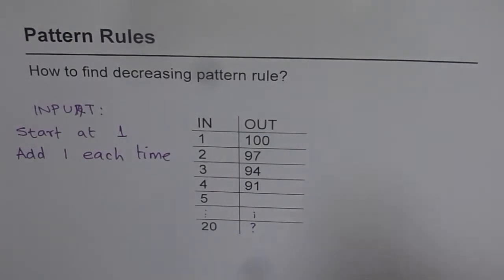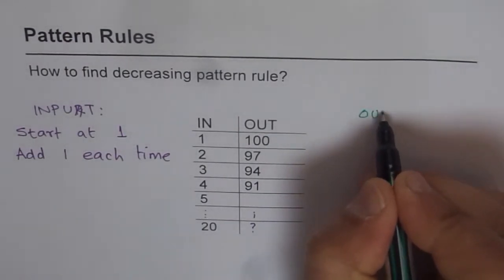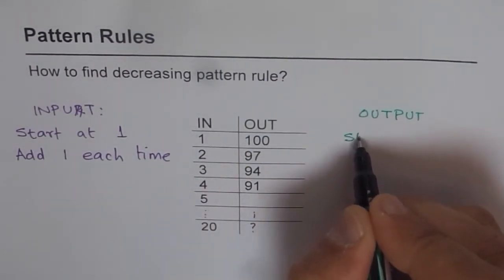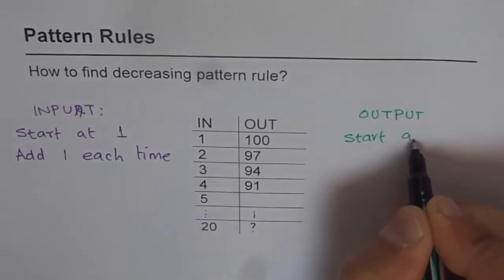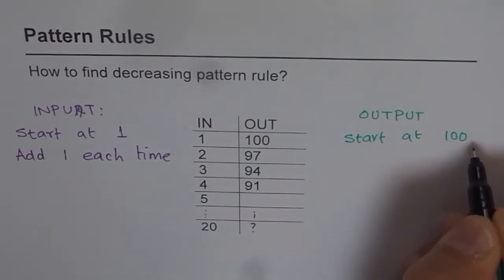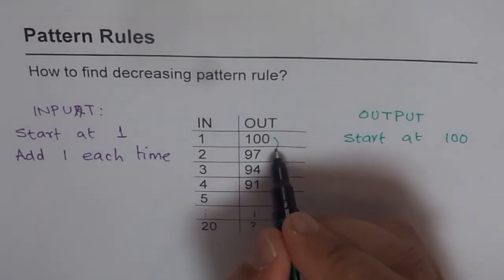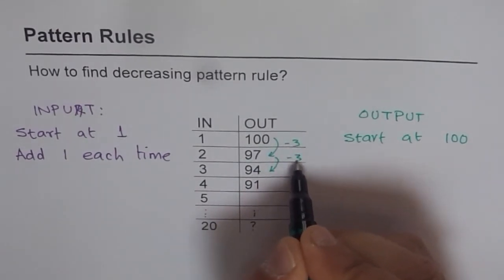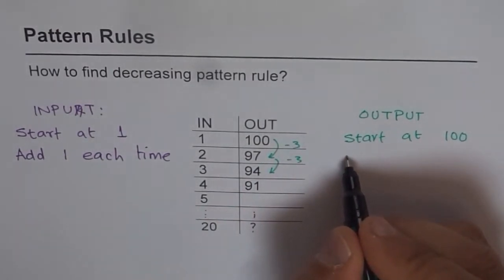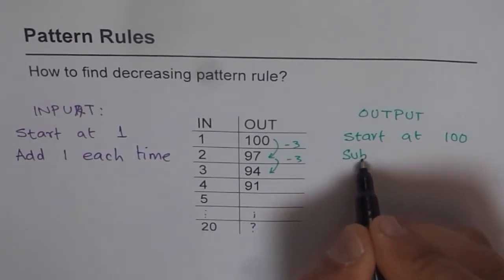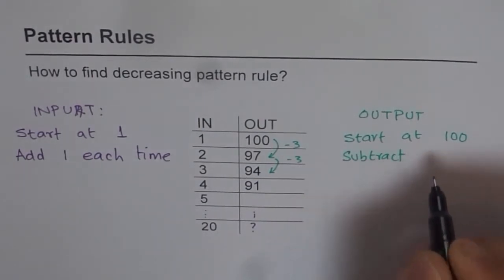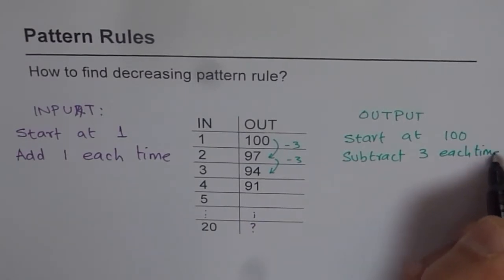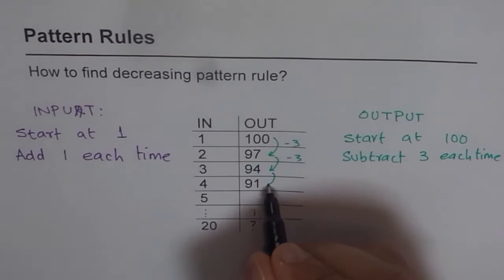How about the output pattern? For the output, we can write: start at 100, and then what? As we go down, we do -3 each time. So take away, or subtract, 3 each time. So that is how we can describe our output pattern.